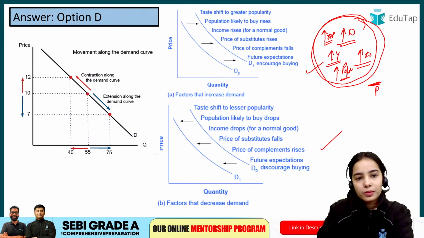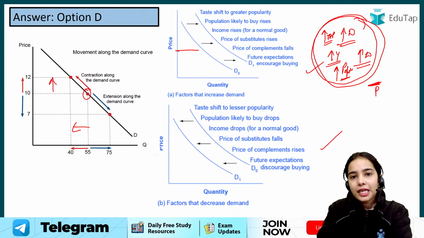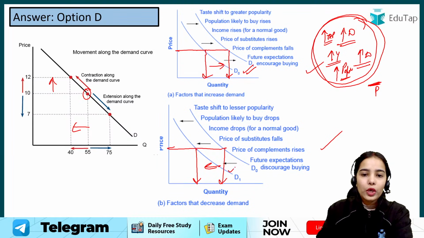The movement happens because the price is changing, so demand is changing. A shift happens when, at the same price, the demand is changing, increasing or decreasing. So it is a rightward shift or a leftward shift.